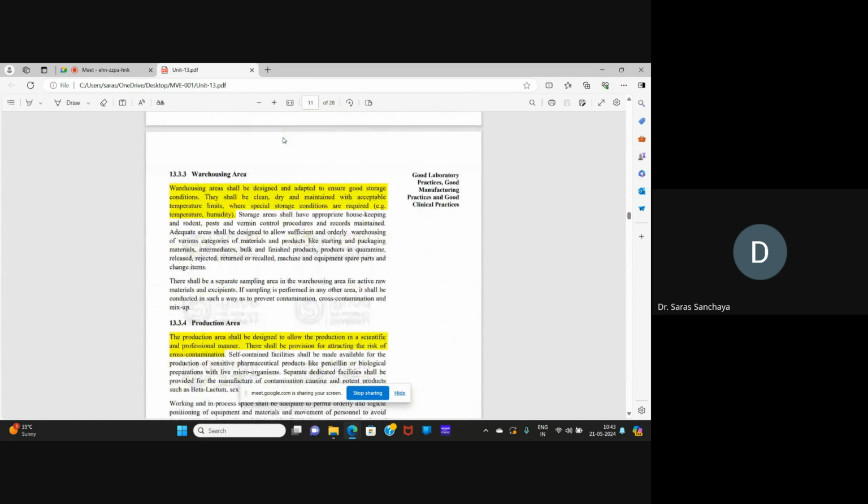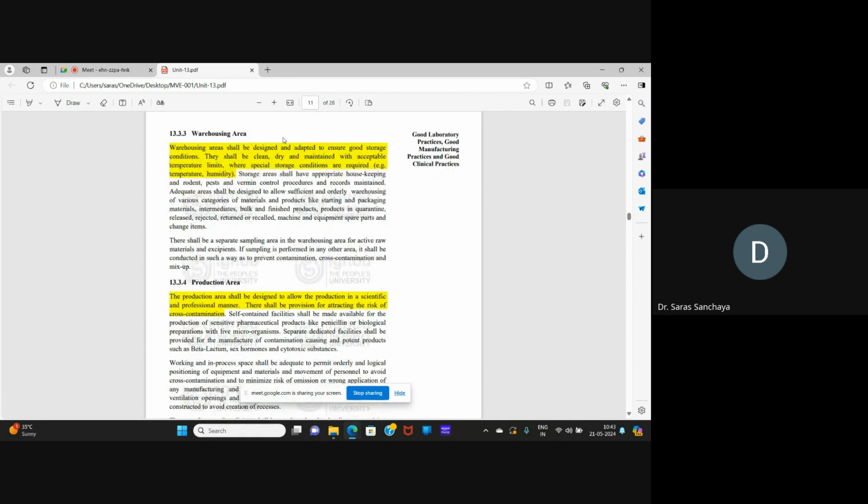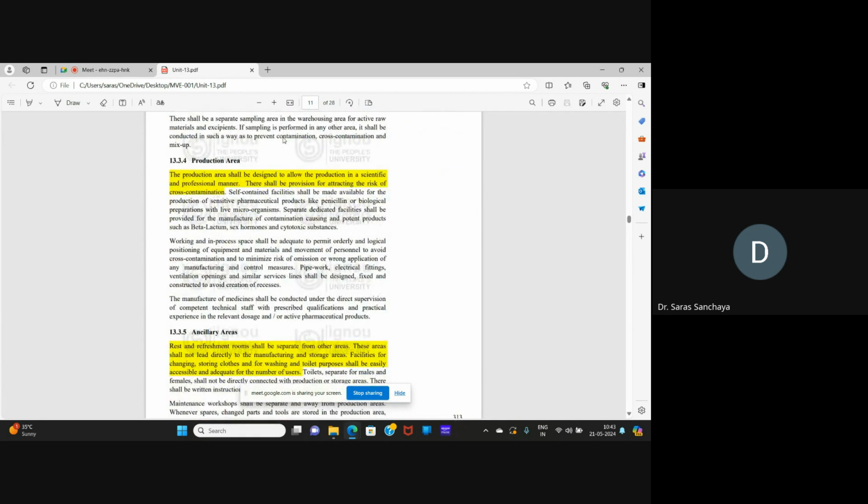Then warehousing areas shall be designed and adapted to ensure good storage conditions. They shall be clean, dry and maintained within acceptable temperature limits where special storage conditions are required, for example temperature and humidity. So warehousing should be clean and dry and maintained within temperature limits. Then production area. The production area shall be designed to allow production in a scientific and professional manner. There shall be provision for avoiding the risk of cross contamination.